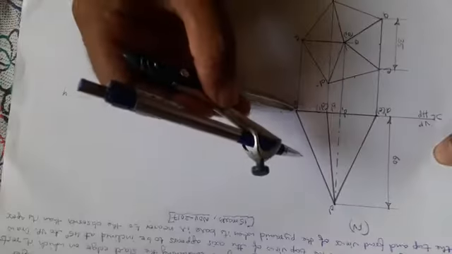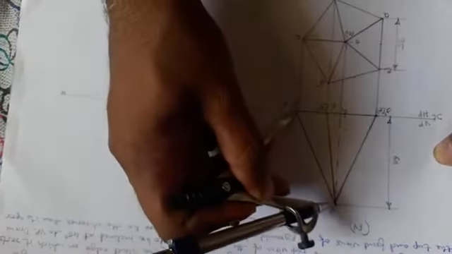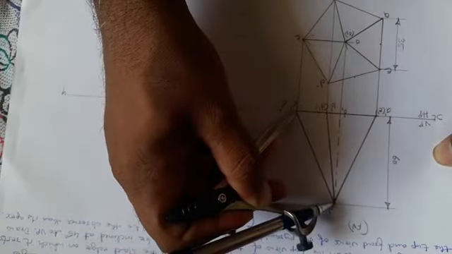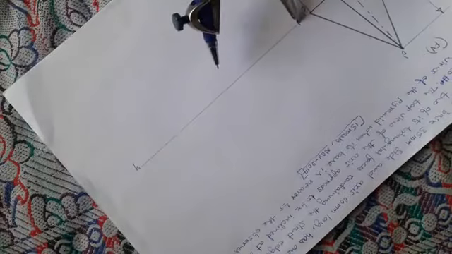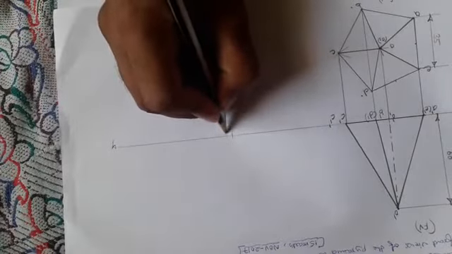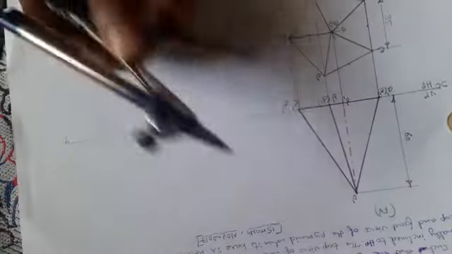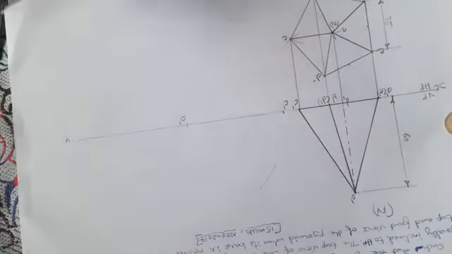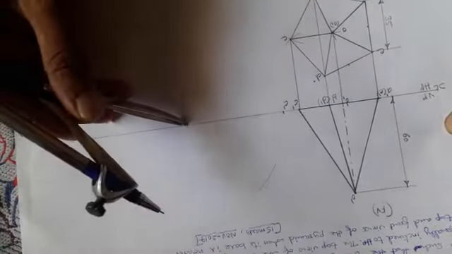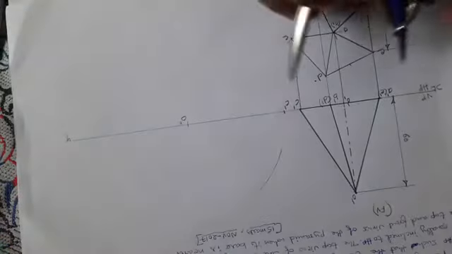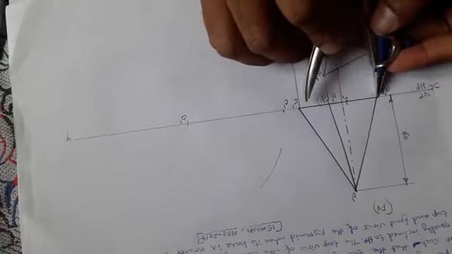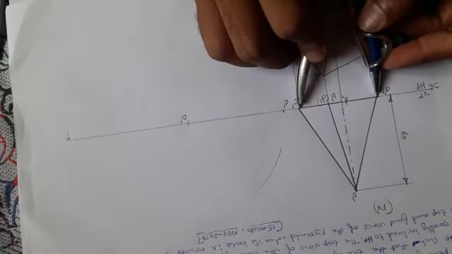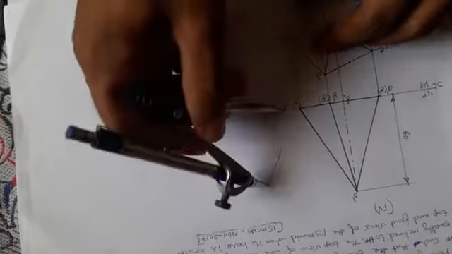I don't know the distance of this slant edge from C1 to O1, so I am going to take this measurement from C1 to this point. So this is O1. The same distance has to be taken here. From O1 I am going to mark the line. I am going to take the distance from C to A. So this is C to A.